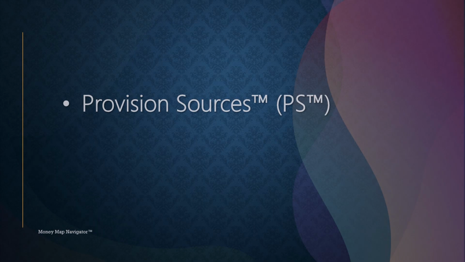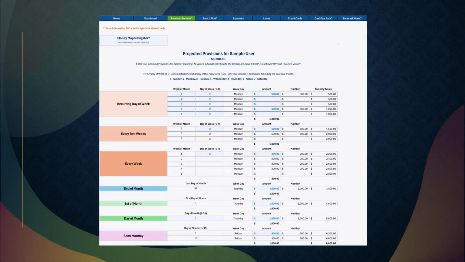Provision Sources, PS. This is where you collectively capture all of your income sources in one place, so your MMN system is based on your real cash flow. It is unlike any simple budgeting spreadsheet. It cleverly determines how to sync all of your income streams to specific calendar days. It knows if the second Wednesday is on the 14th or the 11th of the month, so once you set it, the Provision Sources algorithm takes it from there.